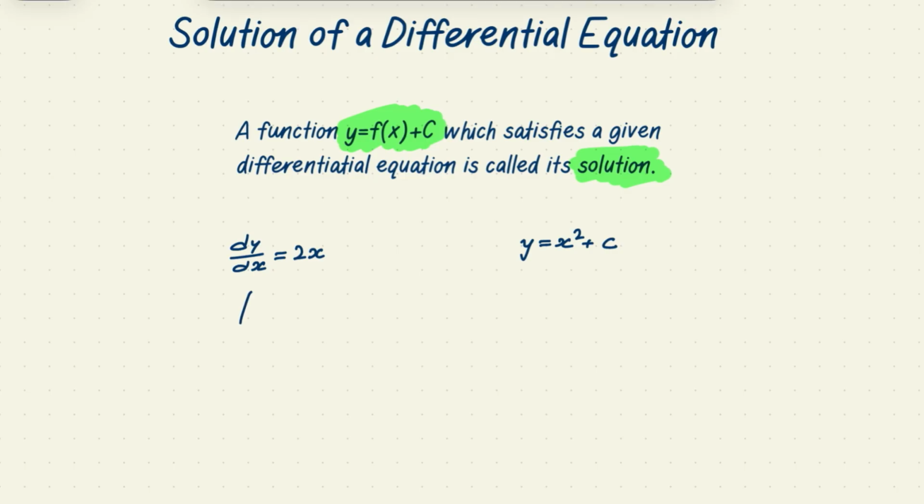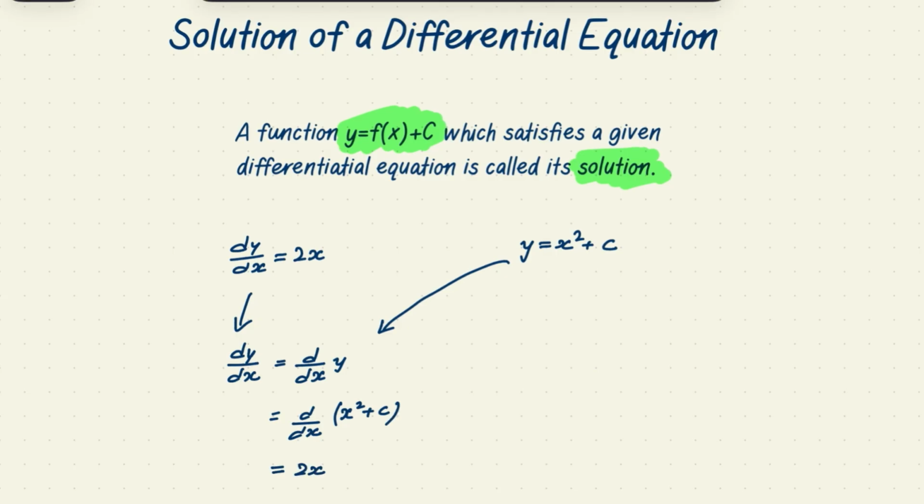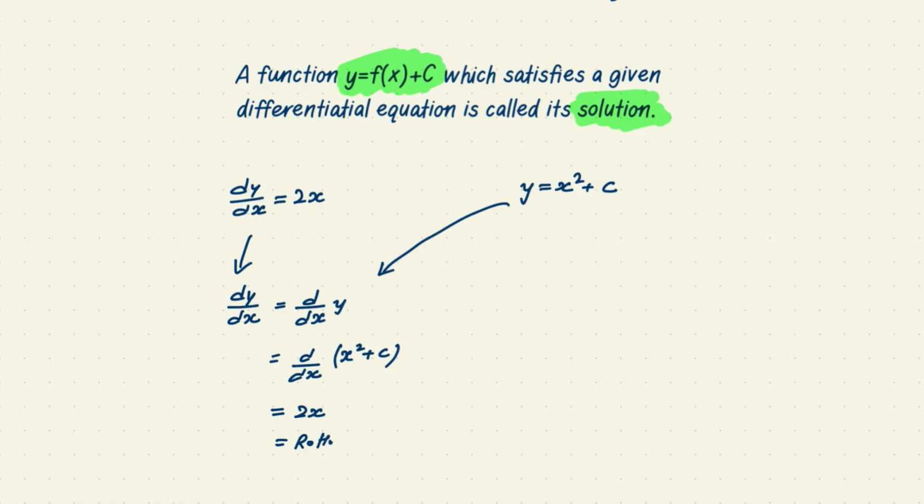Here, on the left hand side, we have dy over dx, which means d/dx of y, and let us put the value of y from here, that is x square plus c. If I differentiate this, we will have 2x, and d/dx of c is 0. That means dy over dx equals 2x, which is the right hand side of my given differential equation. So this y equals x square plus c is the solution of this differential equation, that is dy over dx equals 2x.